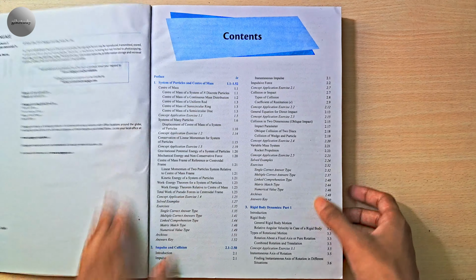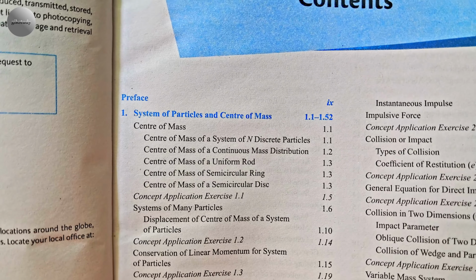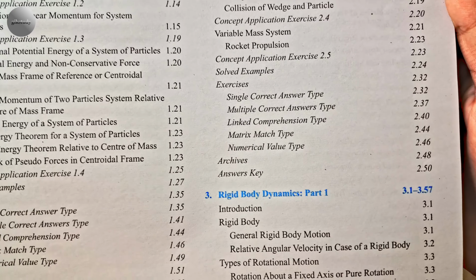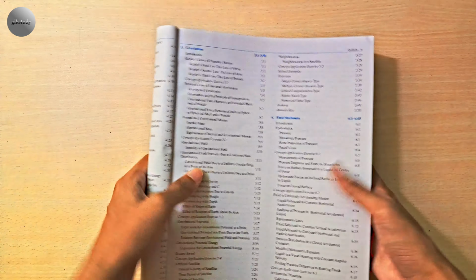Let's look at the contents page first. Here you can see the preface. First chapter is System of Particles and Center of Mass. Then the second chapter is Impulse and Collision. Then the third chapter is Rigid Body Dynamics Part 1. And then the fourth chapter is Rigid Body Dynamics Part 2. And then chapter 5 is Gravitation. And chapter 6 is Fluid Mechanics.